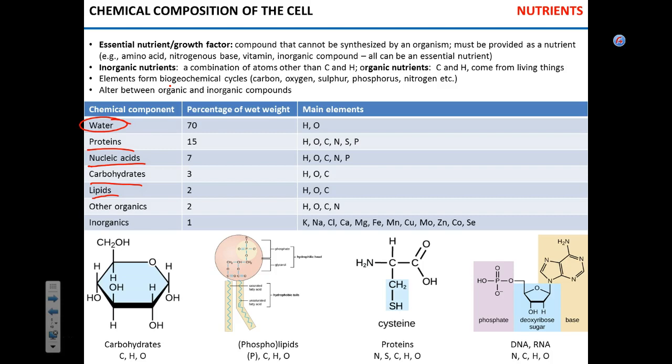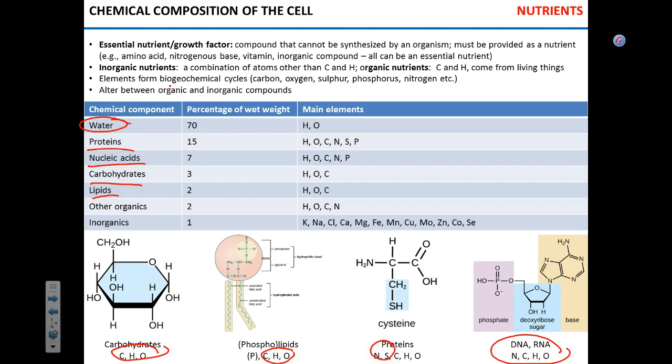What I mean is, I ask you, what is the chemical composition of carbohydrates? Tell me carbon, hydrogen, and oxygen. What is the chemical composition of lipids? Carbon, hydrogen, and oxygen. If we throw in phospholipids, then it's phosphorus as well. What's the chemical composition of proteins? Nitrogen, sulfur, carbon, hydrogen, and oxygen. DNA: nitrogen, carbon, hydrogen, and oxygen.